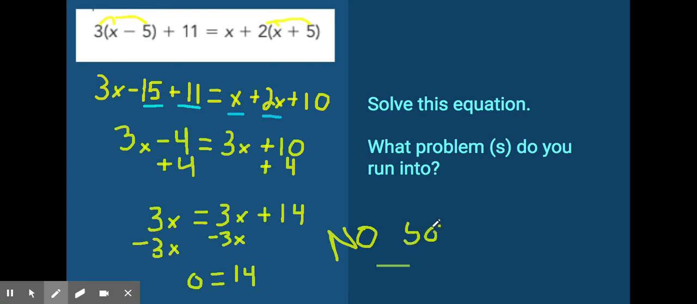Before we said that every possible number is a solution when we have infinite solutions. This situation, no number, no value, nothing is going to be a solution to this equation. So what this actually means is pretty much that this is an impossibility. These two expressions cannot and will not ever equal each other. Okay, that makes sense.